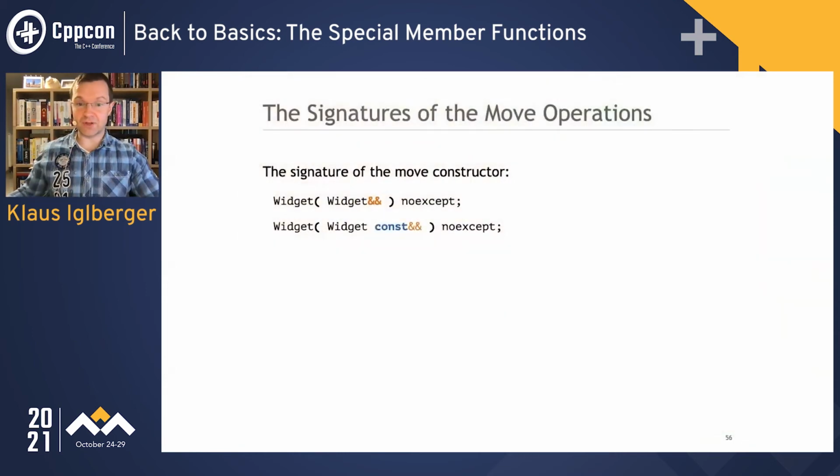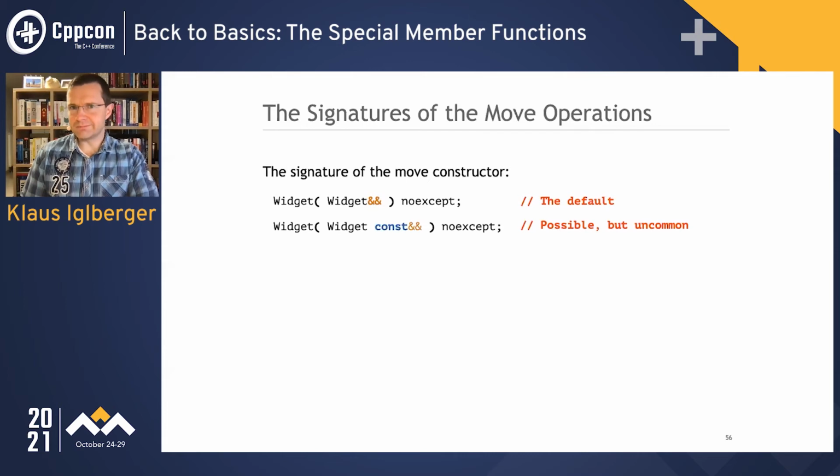So the signature of the two move operations. The move constructor takes usually a reference, an R-value reference to non-const. That's the default in 99% of all cases. Technically, you are allowed to add a const. It's possible, but uncommon. I've seen it in production code reasonably. If you don't really want to move, if you just want to see that any R-value reference is passed, then this may make sense, but it's very uncommon indeed.